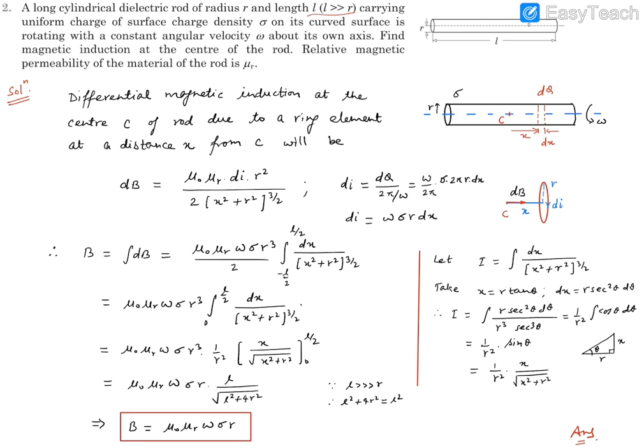Since the question says L is much greater than r, L square is definitely much greater than 4r square. So this can be approximated as under root of L square, that is L, and L and L cancel out, so only the constant remains. The magnetic field at the center turns out to be mu naught mu r omega sigma r. That is the formula for the magnetic field at the center.